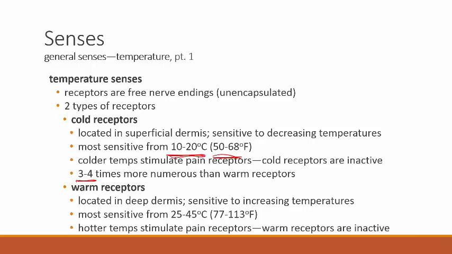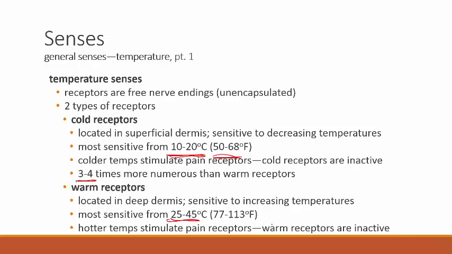Warm receptors are found in the deeper dermis, and as the name suggests, they're sensitive to increasing temperatures. Their greatest sensitivity is between 25 and 45 degrees Celsius. That's in Fahrenheit between 77 and 113 degrees Fahrenheit. If you get hotter than 113 F or 45 C, then rather than stimulating warm reception, what we get instead is pain again.